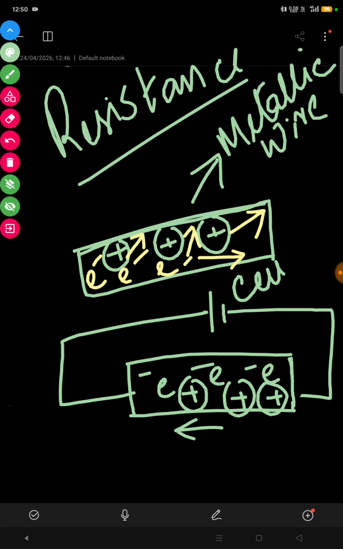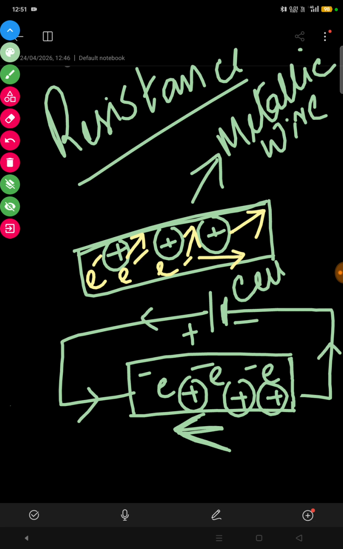When the end of the metallic wire is connected to a cell or a battery, that is a source of current, which means a potential difference is applied across the end of the metallic wire. The electrons inside it start moving from the end which is at the negative terminal. This is the negative terminal, this is the positive terminal. We know electrons flow from the negative end to the positive end, and current flows from the positive terminal of the battery to the negative terminal.